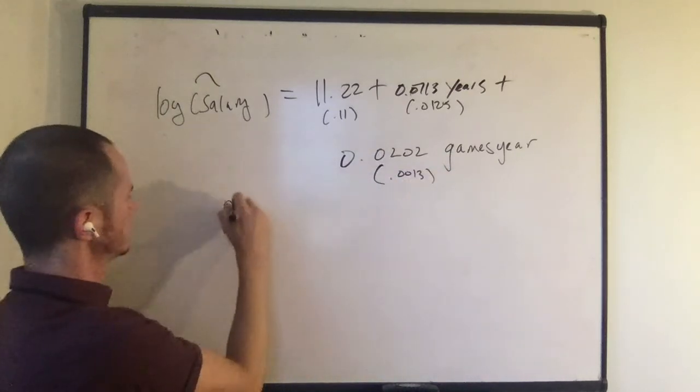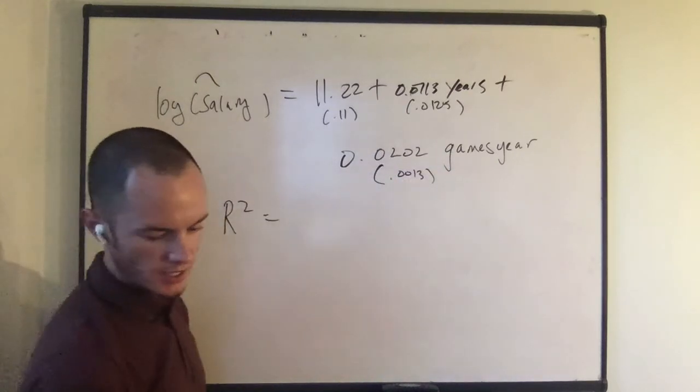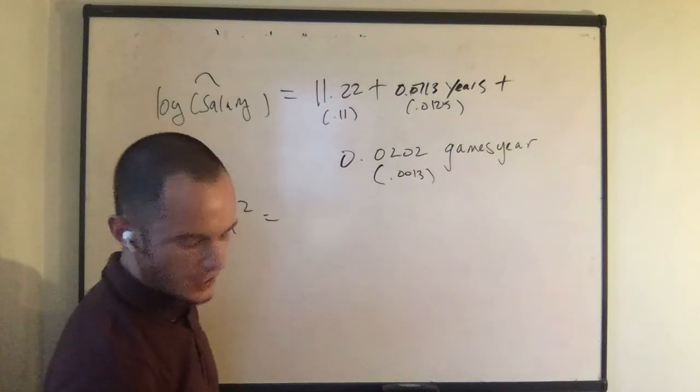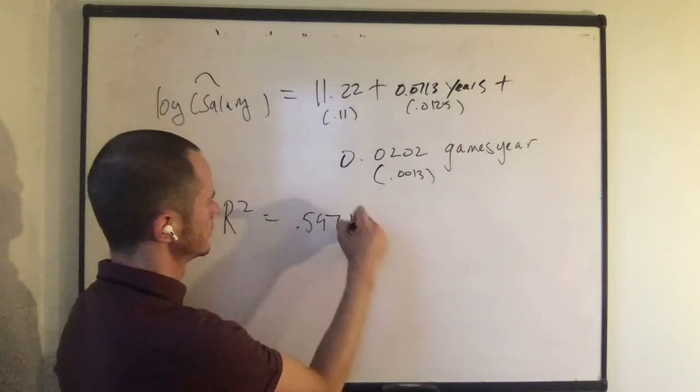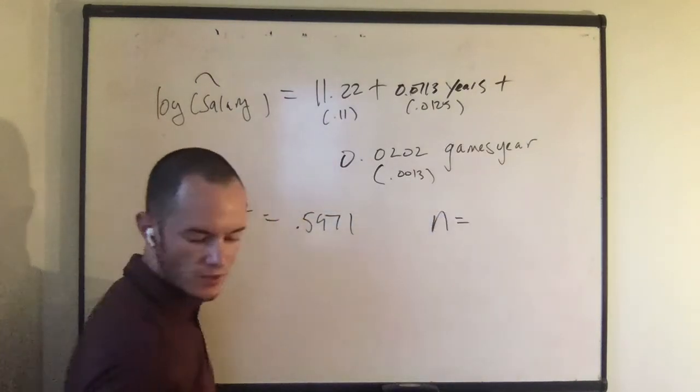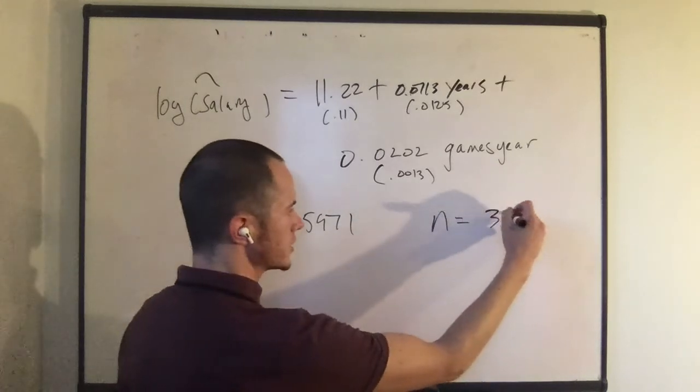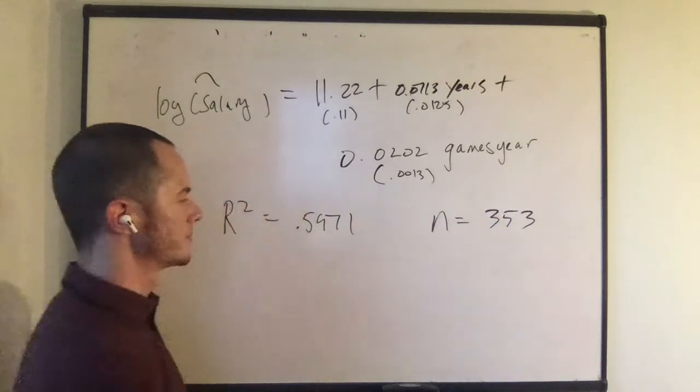We have the R squared of this regression. It is 0.5971. The number of observations, so the number of players, the number of sports players is 353.